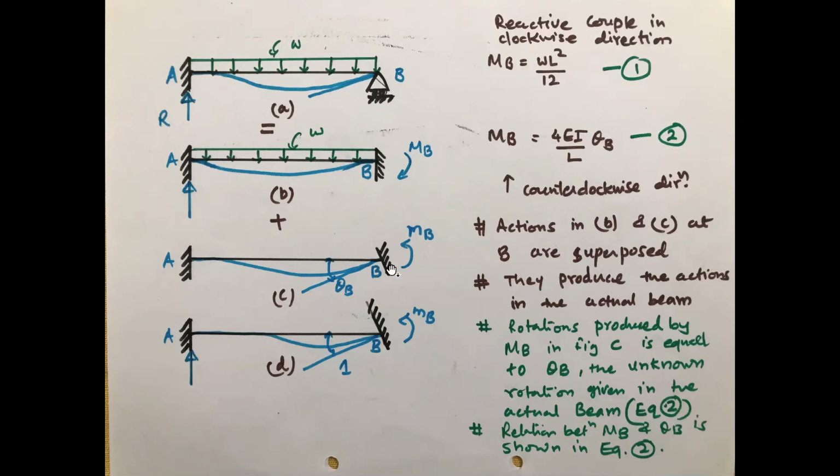In another language, this moment will be produced only when you allow the rotation, because allowing rotation was important for us, as in the original beam there is a rotation. So vice versa, if you allow rotation, moment will be produced. If we apply an equal and opposite moment, rotation will be produced, something like that. So rotation will be produced here, and how do we relate this moment and rotation in an equation?